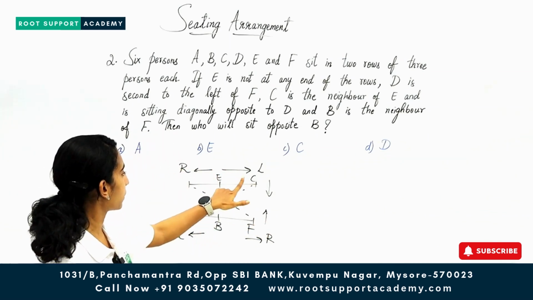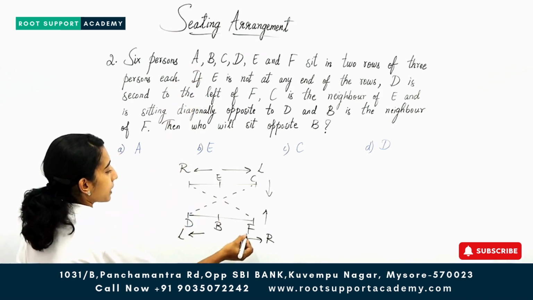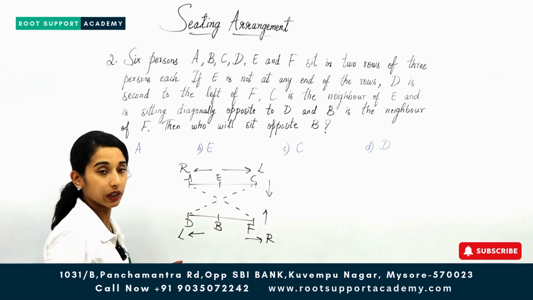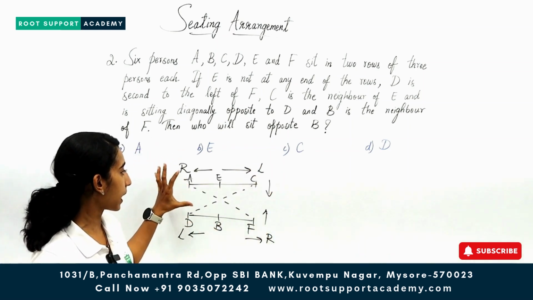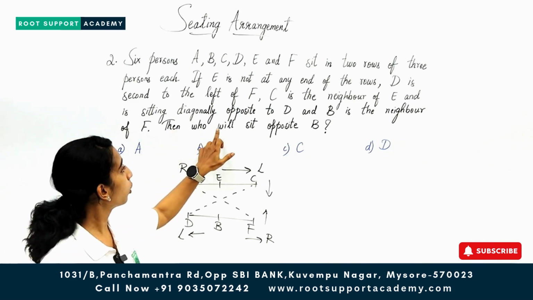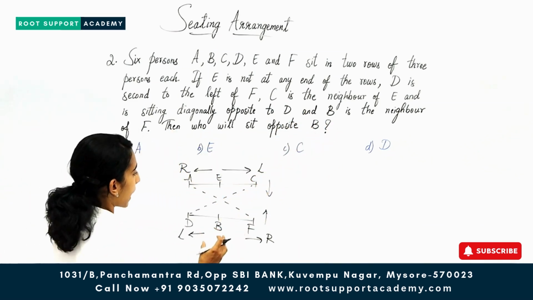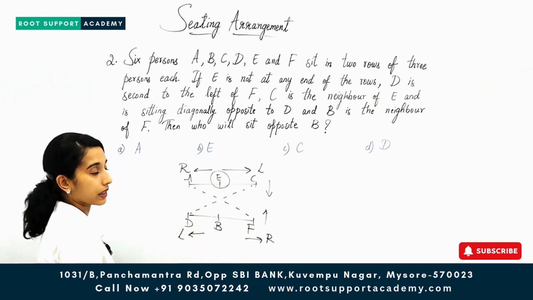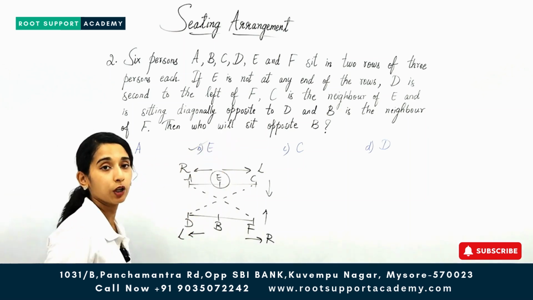One more is missing. We have written all this. A position is missing, so obviously A has to be here. So with this information we understand where their positions are. What question have they asked? Who will sit opposite to B? Exactly opposite to B, who is sitting? A is sitting. So option B will be your correct answer.